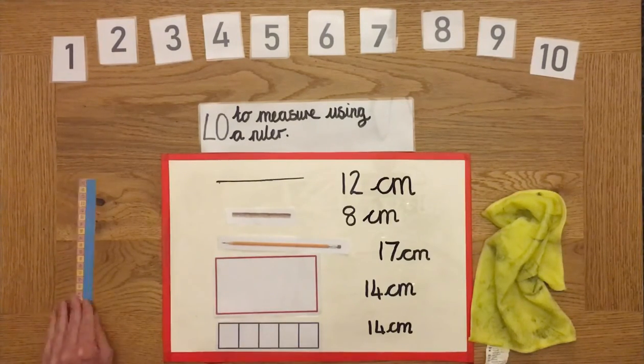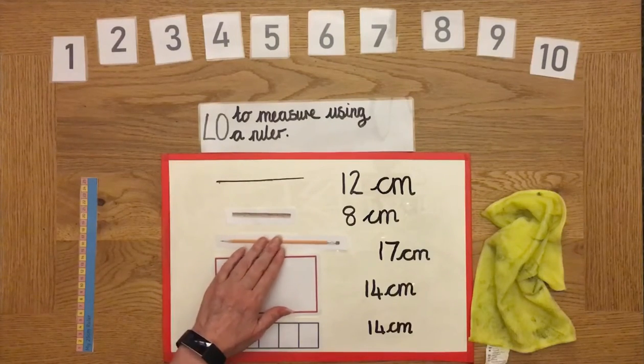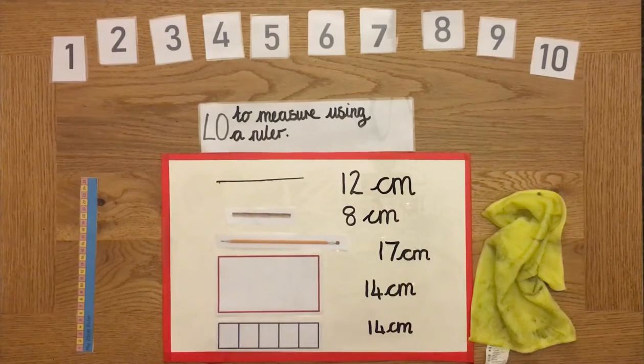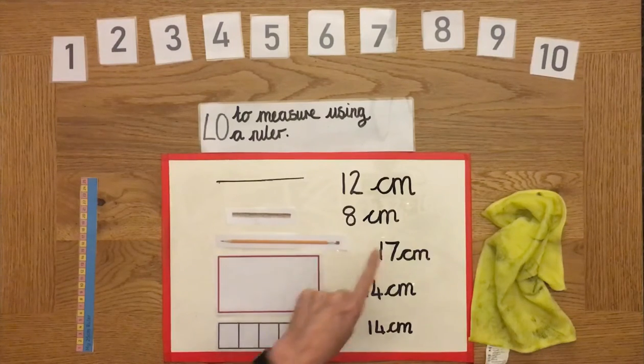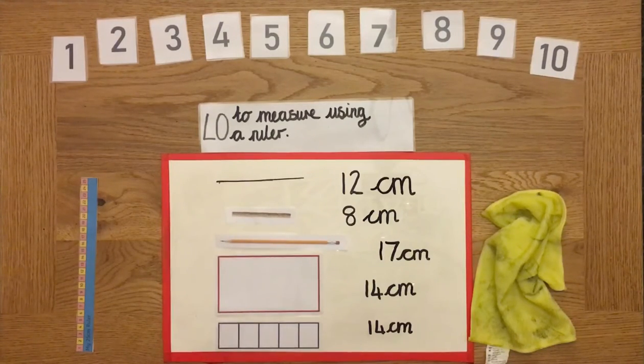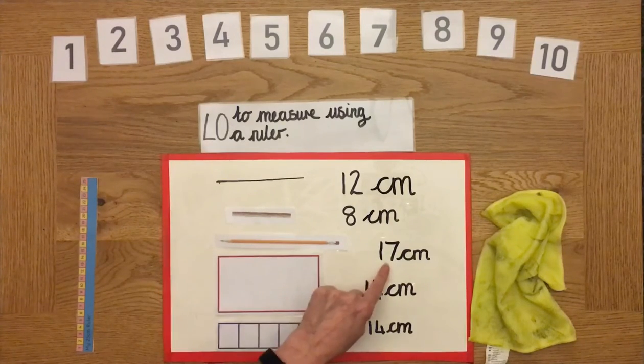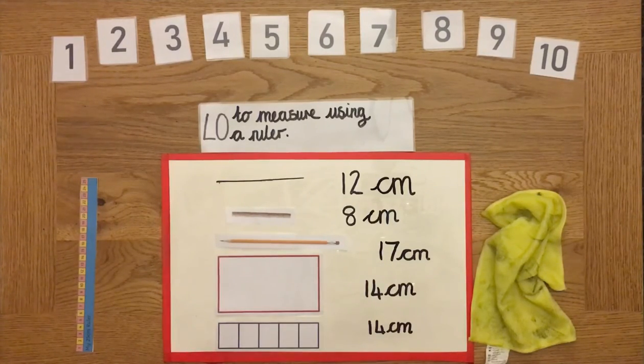Let's compare the different things that we've measured. What was the smallest or the shortest thing that we measured? Brilliant, it was 8 centimetres, wasn't it? It was the rope. What was the longest thing that we measured? Yeah, excellent. It was the pencil. Well done, 17 centimetres was the pencil.